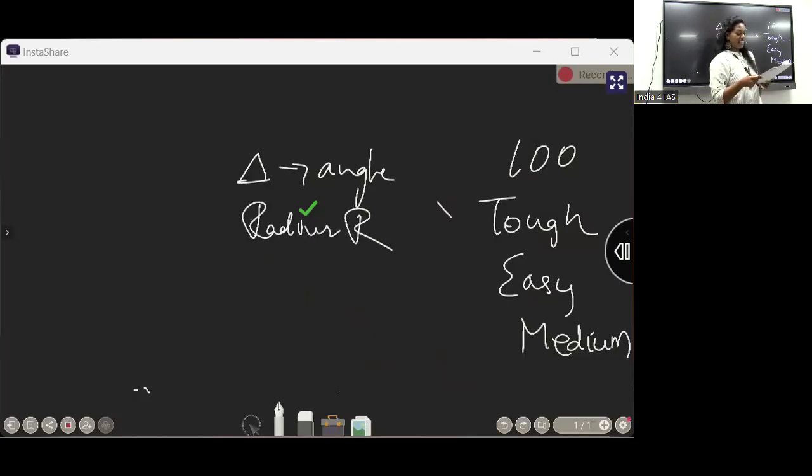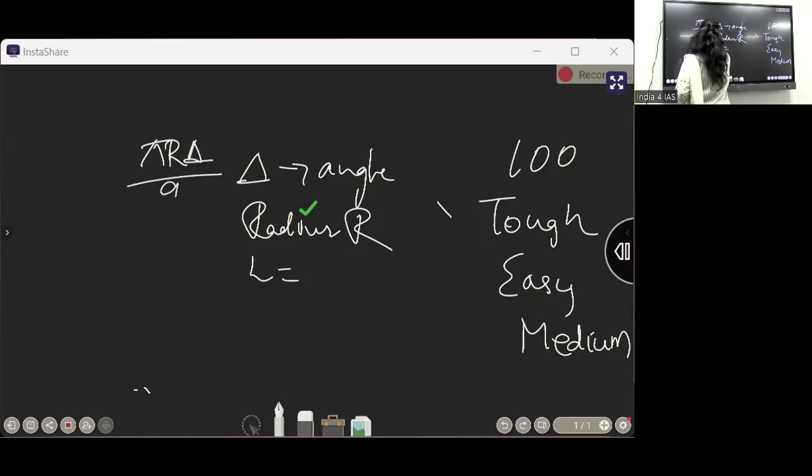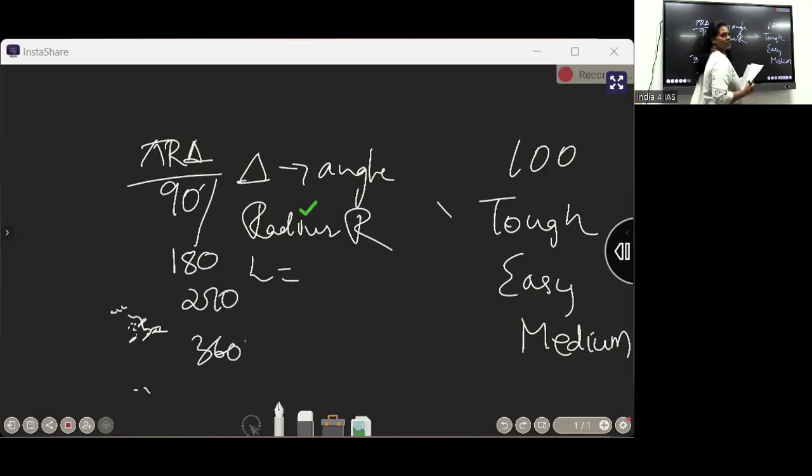Then the length of the curve is a very easy formula. The question is very easy. The options are pi r delta by 90, 180, 270, 360. So easy, right?